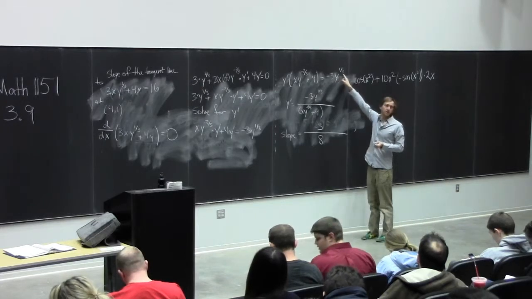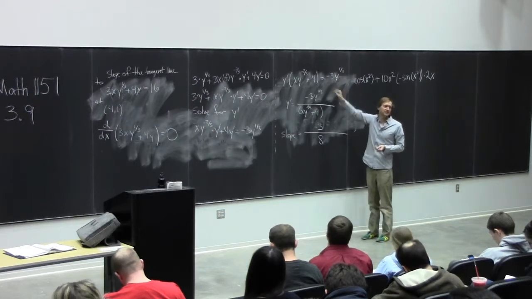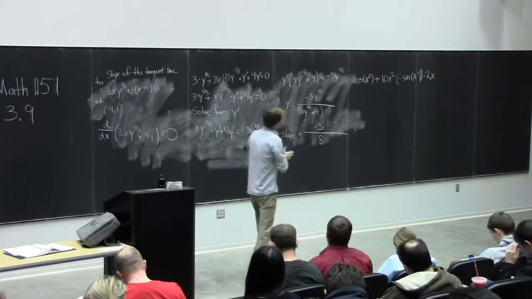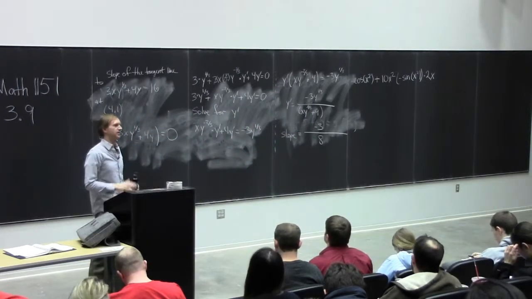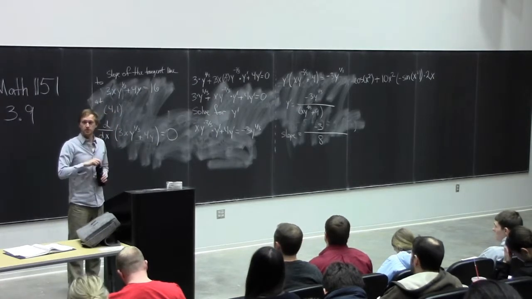This 3 and this 1/3? No, because this is in the exponent. This is outside. No canceling goes on there. It'd be nice if we could. Math would probably be a little bit more simple.